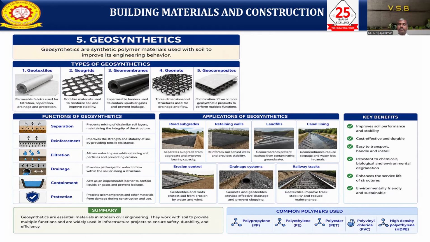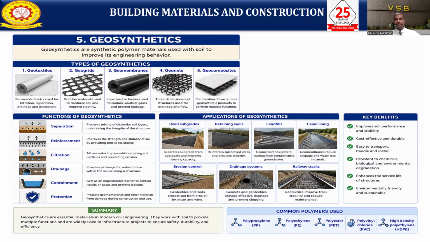Geonets are three-dimensional net structures with geogrid and geonet cells, used for drainage and underwater flow. And geocomposite is a combination of two or more geosynthetic products. We can combine geotextile and geogrid, geogrid and geomembrane, or geotextile and geonet. We can make different geocomposites depending on where we need them, and the practical application will also change.